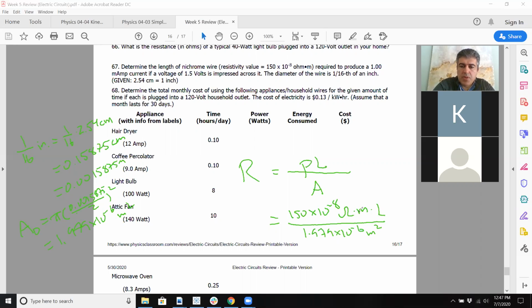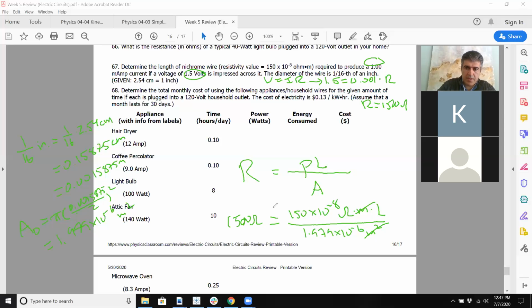And so we see that these units will cancel, and the length is going to be meters anyway, so that's also going to cancel. So you're going to be stuck with ohms. Now the resistance: you're told 1.5 volts, 1 milliamp. Now remember, V equals IR. So 1.5 volts, your current's 1 milliamp, so it's going to be 0.001 amps times your resistance. So your resistance is 1,500 ohms. And then you can solve for length.